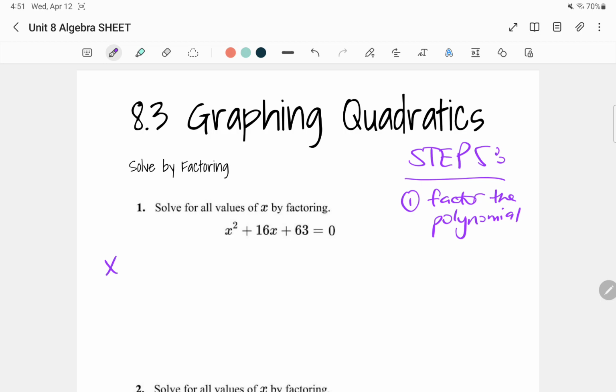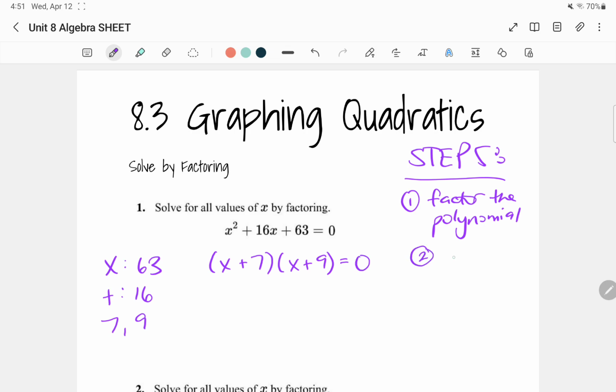So we have to ask ourselves, what multiplies to 63 and adds to 16? What I would do is go through my factors of 63, basically what multiplies to 63, and that's going to be 7 and 9. And see how 7 and 9 also add to 16. So that must be my factor pair. So I'm going to put that in the parentheses. Since it's positive 7, it's x plus 7. Since it's positive 9, it's going to be x plus 9. And that's still going to be equal to 0.